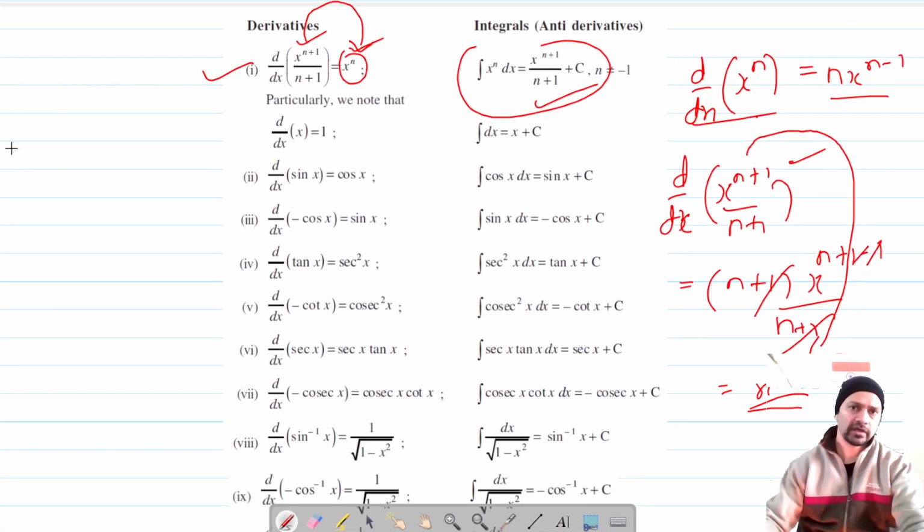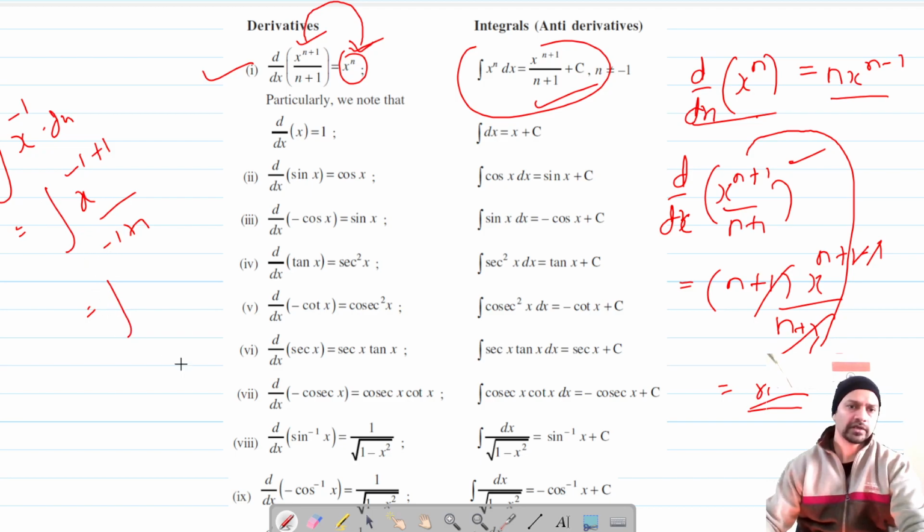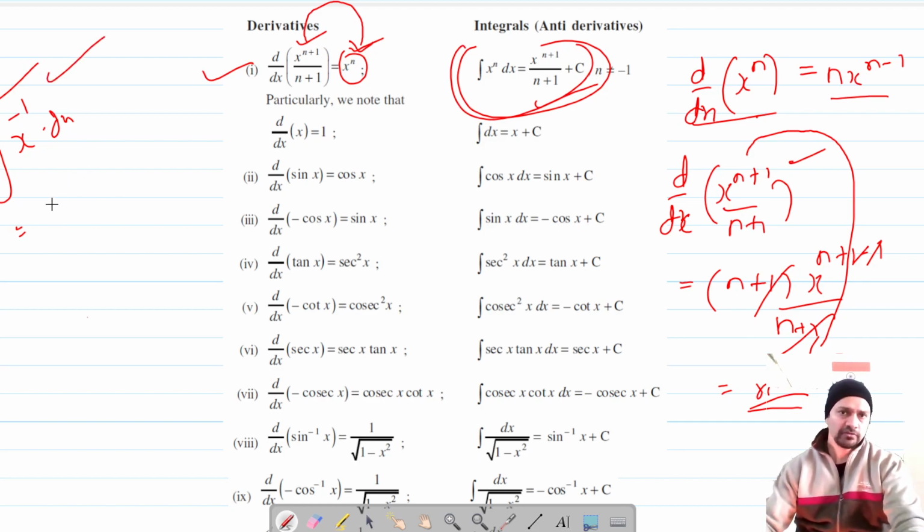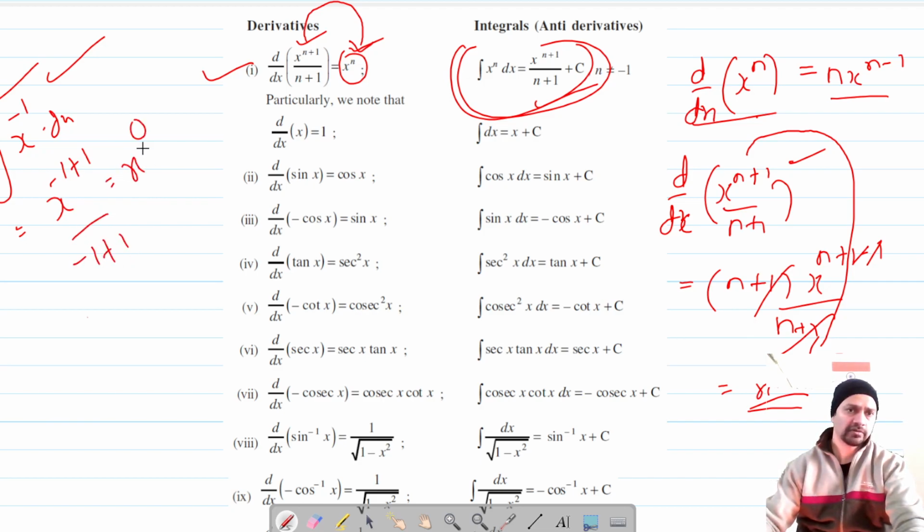And regarding this formula, we will never use this for integration of x raised power minus 1. Because if we use this formula for x raised power minus 1, that would give x raised power minus 1 plus 1 upon minus 1 plus 1, that is x raised power 0 upon 0, that should be 1 by 0, which is undefined. So we are never going to use this formula for x raised power minus 1.